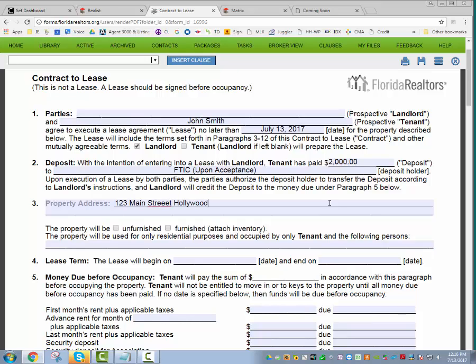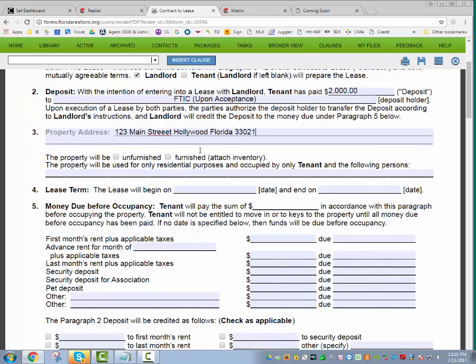Okay, we're in Hollywood, Florida, 33021. Okay, that's the property address. Please note if it's furnished or unfurnished. So this is going to be an unfurnished unit.